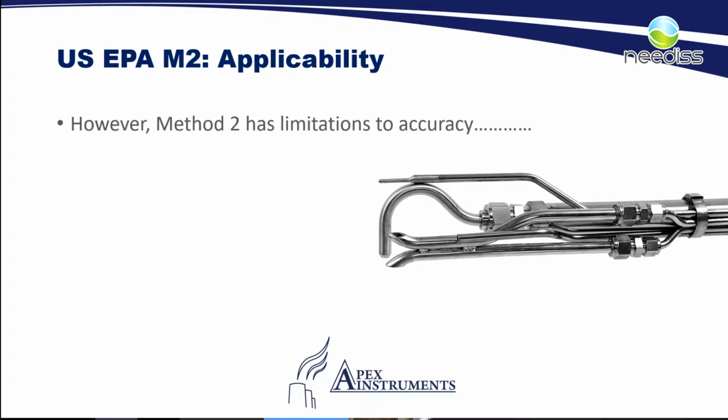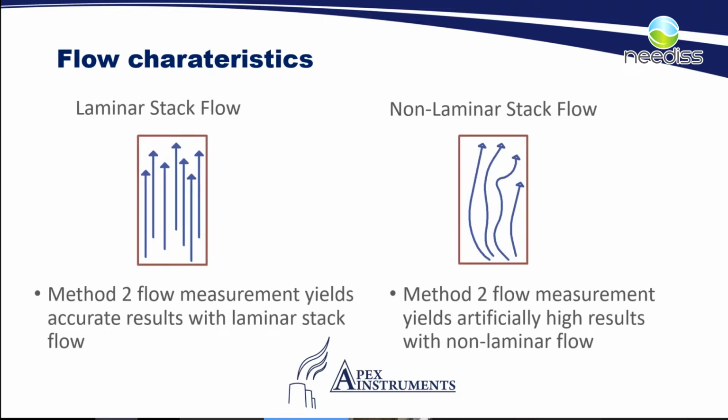However, method 2 does have its limitations to accuracy. It does provide us enough information when we're performing something like a method 5 test, but there are situations, which I'll talk about a little bit later in our presentation today, that require more accurate measurement of flow. So let's take a quick look at what we typically talk about in terms of flow characteristics inside a stack.